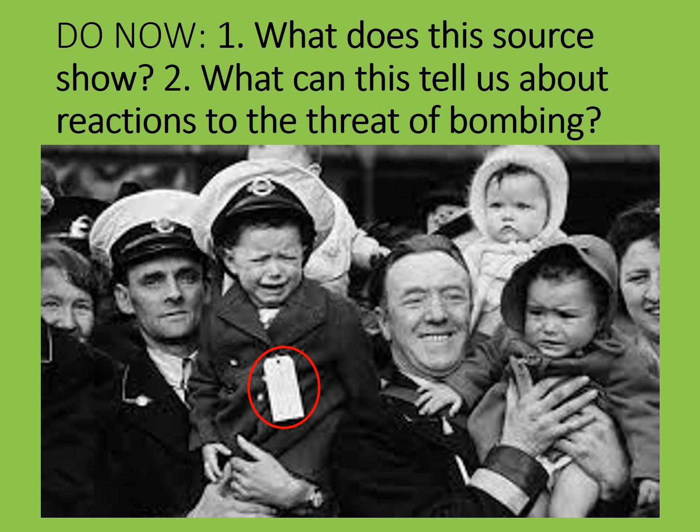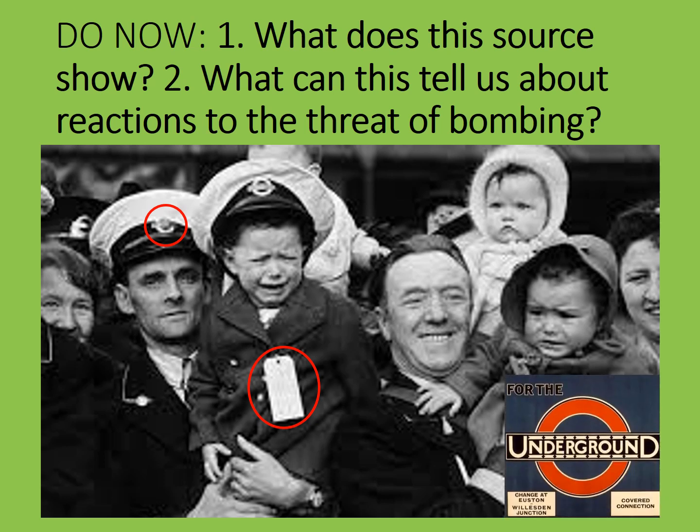And where are they being evacuated, and how do we know that they're being evacuated? Well, you might recognise that symbol on the caps there. There are 3 in total in this picture. This is the London Underground symbol. Yes, the children were unaccompanied, moved by rail into the countryside to escape the expected bombing.